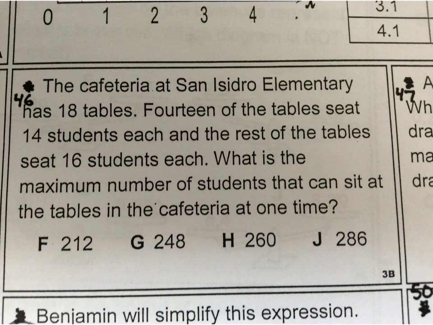Then it says the rest of the tables seat 16. Well, we have to figure out how many are the rest. There's a total of 18. They tell us 14 of those tables seat 14 students. So that gives us 4 tables left. And those 4 tables are going to seat 16 students each. So to get those tables, it would be 16 times 4. Then you're going to take those two numbers and add them together to figure out how many total students all the tables can sit in the cafeteria at one time.